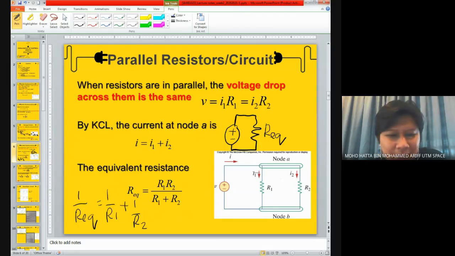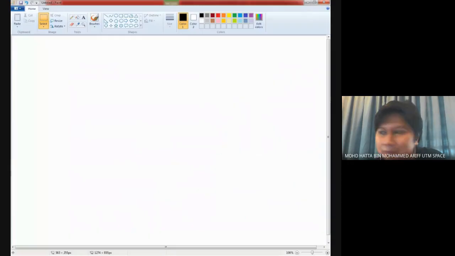Okay, for example, I like this thing. Okay, for example, I have a circuit. Oh my goodness. This is also a disaster.